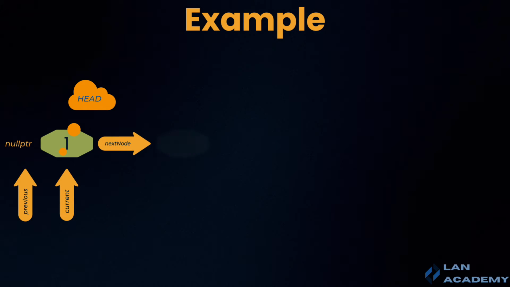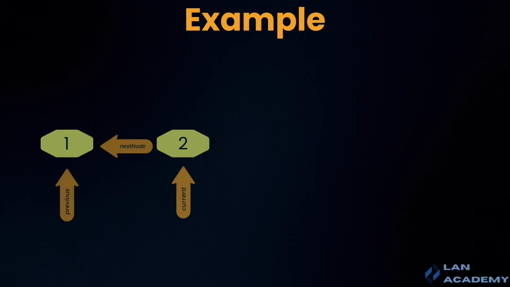During the first iteration, we store the reference to the next node, the node with value 2, in next node. We then reverse the link by setting the next pointer of the node pointed to by current to previous, making the node with value 1 point to nullptr. Next, we move previous to point to the node with value 1 and move current to point to next node, which is the node with value 2.